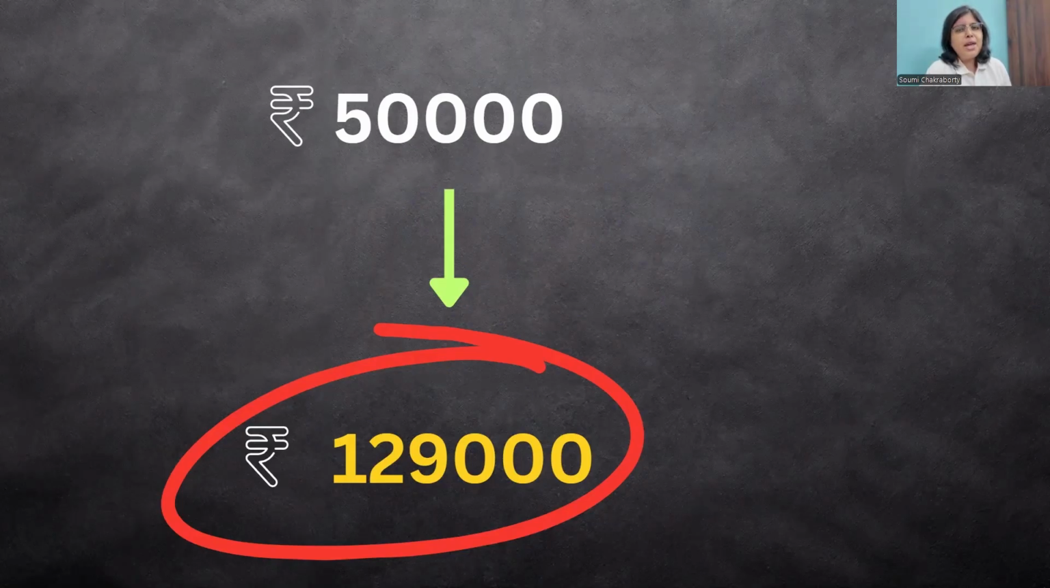Now, very simple. Now that you know the concept of compound interest, you already know the formula. So you have a simple sum out here. What is the principal? 50,000 rupees. What is the rate of interest? 10%. What is the time period? 10 years. Do the math. You will get more than 1,29,000 rupees.